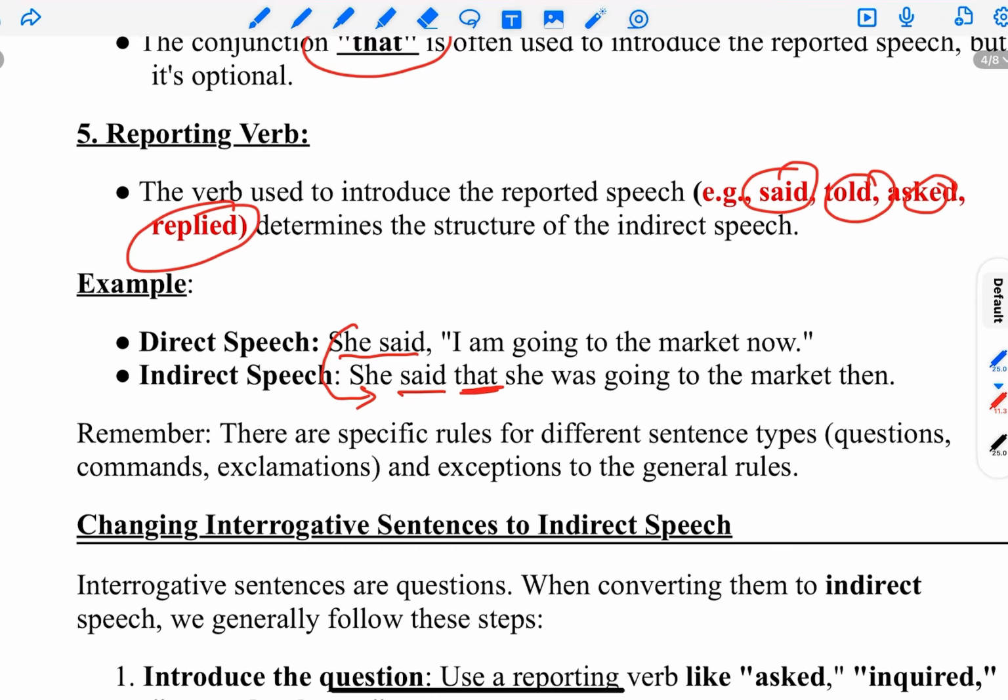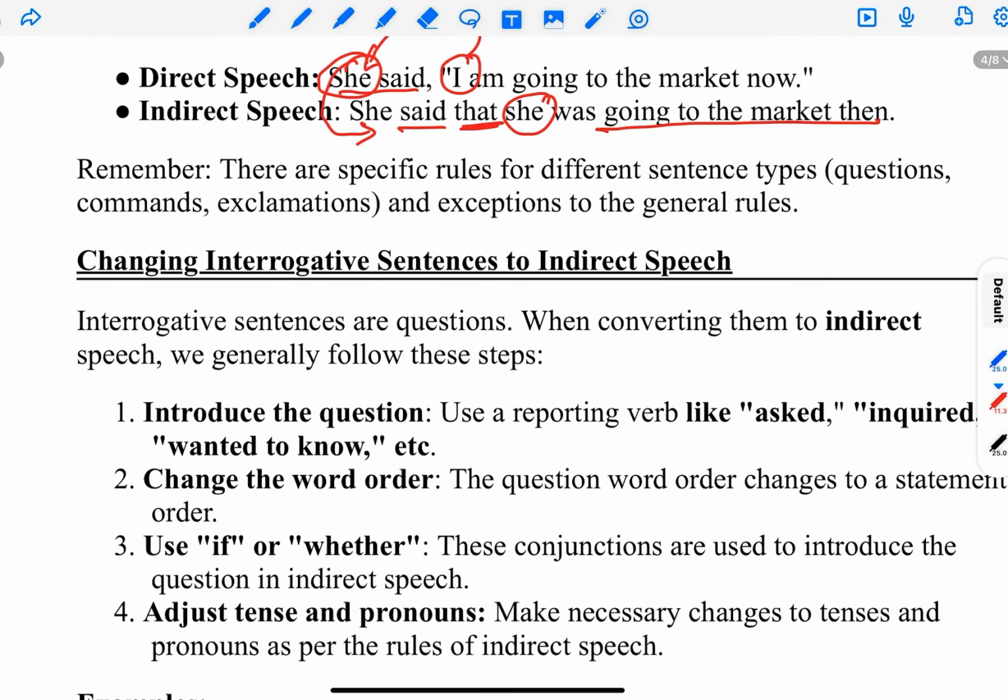And we have already discussed that first person will change according to subject, SON: subject, object, no change. So "I", the first person, will change according to subject. The subject here is she. So she said that she was going to market. Tense has also changed. "I am going", present continuous, will change into past continuous.